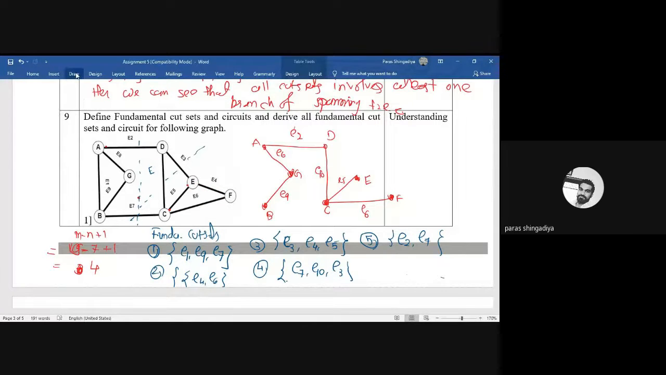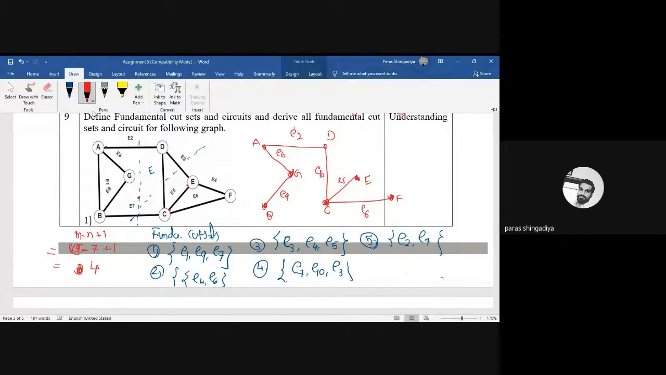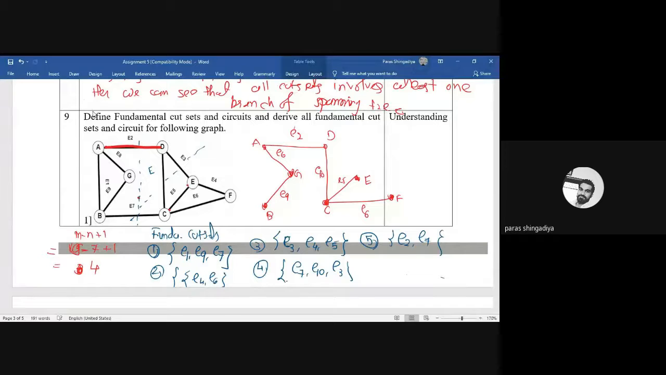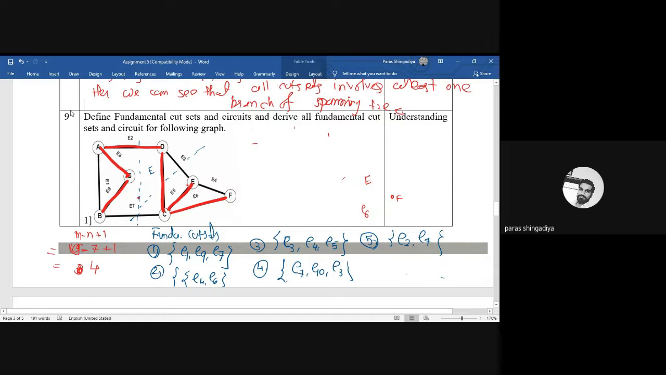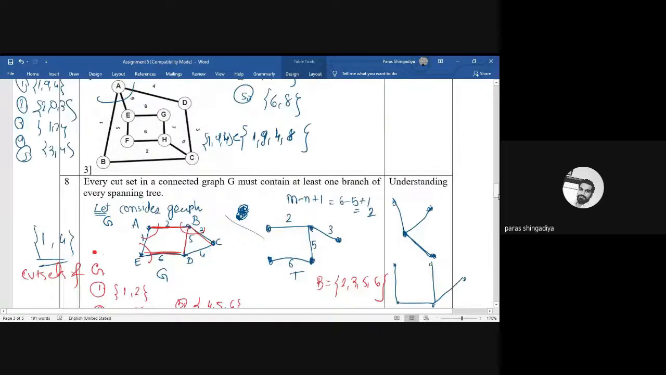Now let's check how we can find a fundamental circuit. That is my spanning tree graph, and let's remove it now here. You already know how we can do it. Fundamental circuit. Clear? Circuit means a closed walk. So what is the definition of circuit? Let's first understand it on this graph, and then we'll apply it.